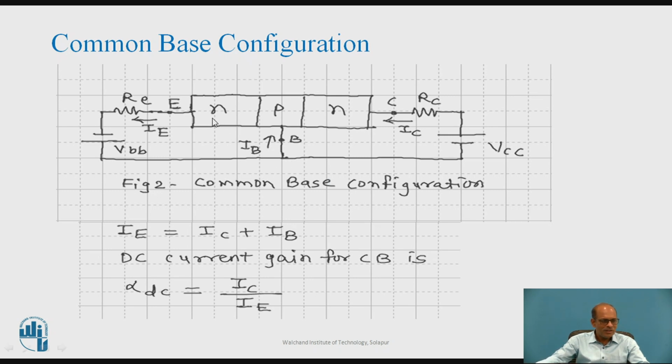Now the emitter emits the electrons. Few electrons will recombine to form the base current, and the remaining electrons are collected by the collector to form the collector current, and therefore we can write IE is equal to IC plus IB. That is, emitter current is collector current plus base current, and the DC current gain for this common base configuration is given by alpha DC equal to IC divided by IE. IC is the output current, that is collector current, and IE is the input current as shown in the figure. So alpha DC is the DC current gain for common base configuration.